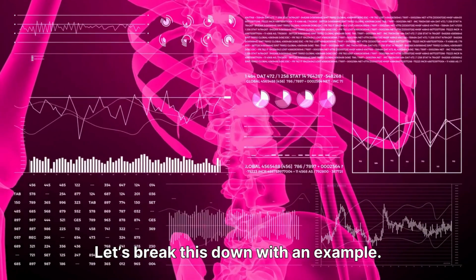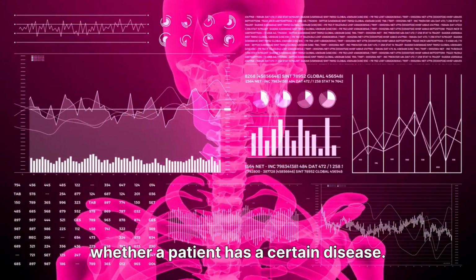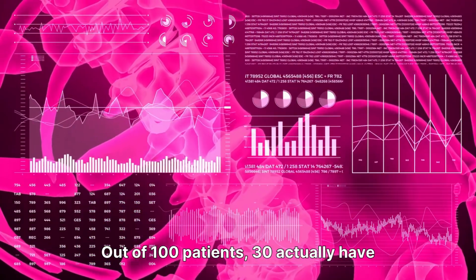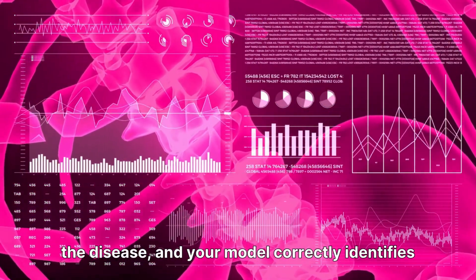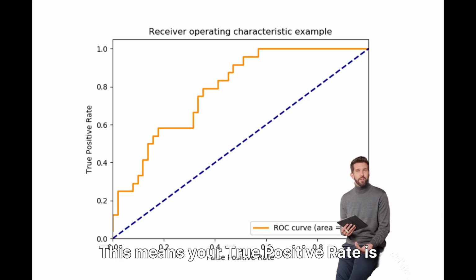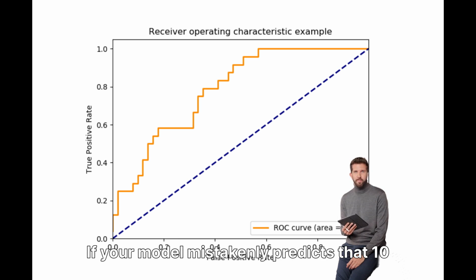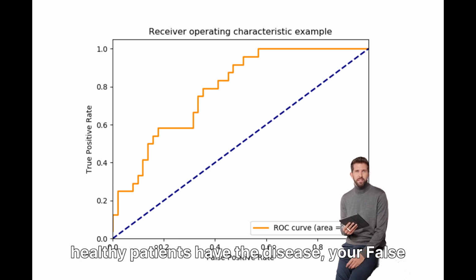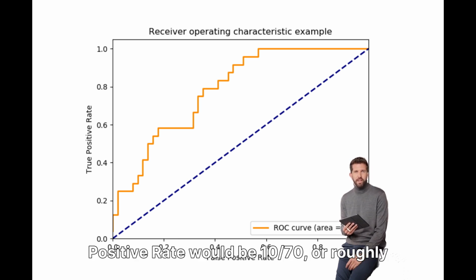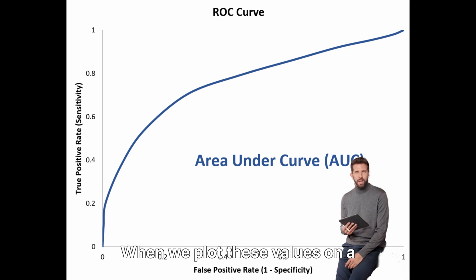Let's break this down with an example. Imagine you have a model that predicts whether a patient has a certain disease. Out of 100 patients, 30 actually have the disease, and your model correctly identifies 25 of them. This means your true positive rate is 25/30ths, or about 83.3%. If your model mistakenly predicts that 10 healthy patients have the disease, your false positive rate would be 10/70ths, or roughly 14.3%.